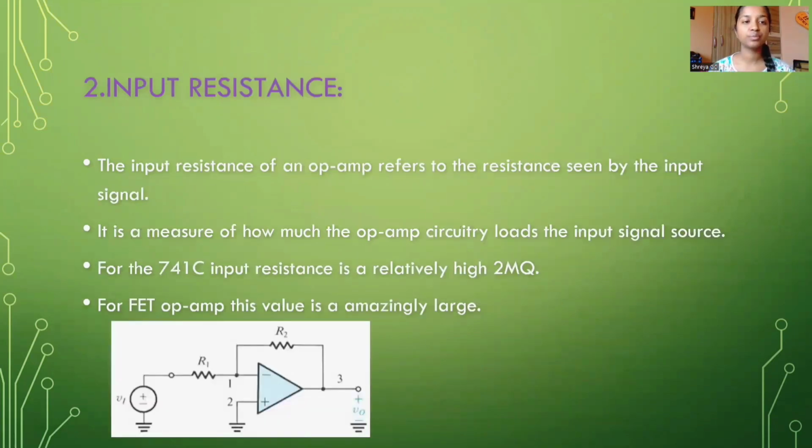And the second one is input resistance. The input resistance of an op-amp refers to the resistance seen by the input signal. It is a measure of how much the op-amp circuitry loads the input signal source. For the 741C, input resistance is a relatively high 2 MΩ. For a FET op-amp, this value is amazingly large.